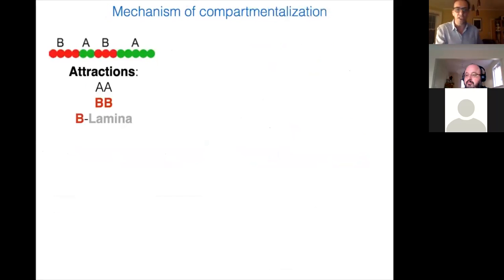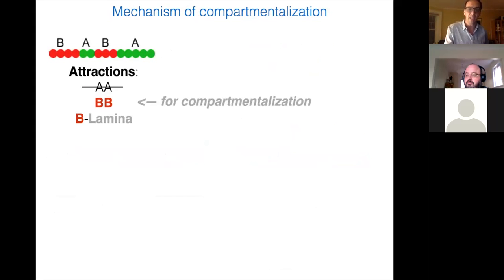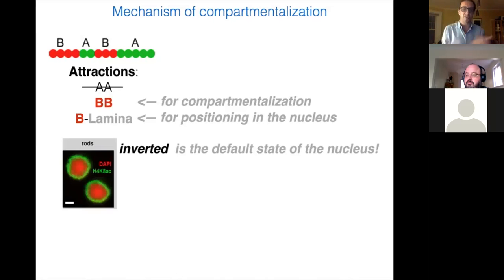Take-home message is that chromosomes are block copolymers that show microphase separation. This phase separation is not driven by interactions between active regions of the genome. Active regions of the genome don't really attract each other, but inactive ones, B, attract each other strongly. And again, B and C together here. And lamina is important for position in the nucleus. That's a strange situation: without lamina, nuclei would be inverted. So inverted is essentially the default state of the nucleus.